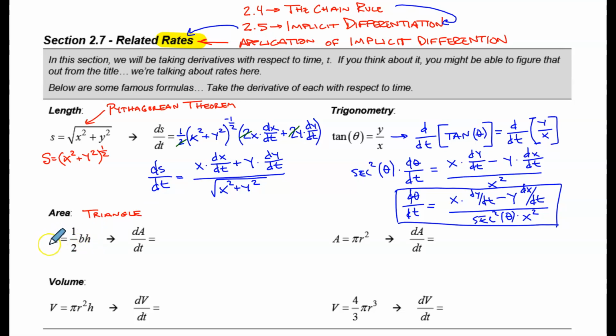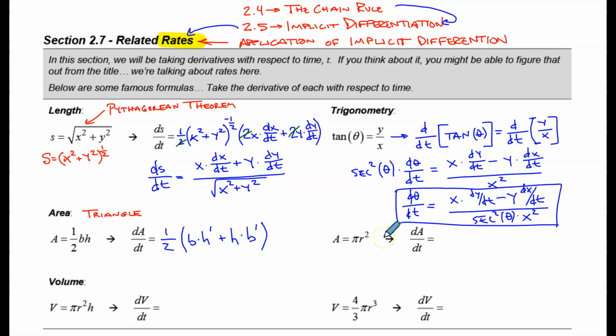So for the rate of change of area with respect to time, I'm going to need to use the product rule. I'm going to factor out the 1/2 because it's a constant multiplier at the start. And then it's b times h prime plus h times b prime. And b prime and h prime just represent the rate of change of b and h respectively with respect to time.